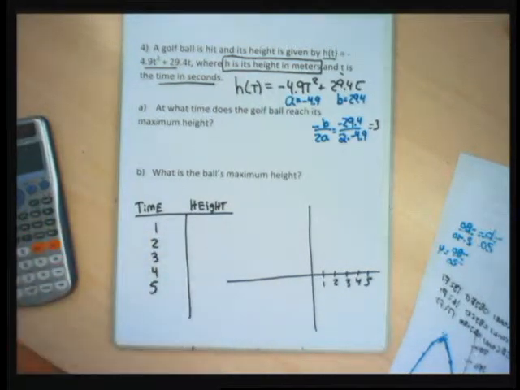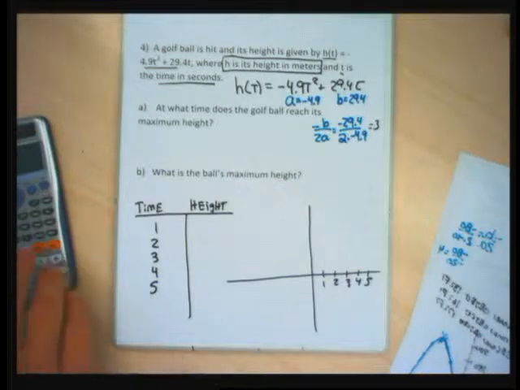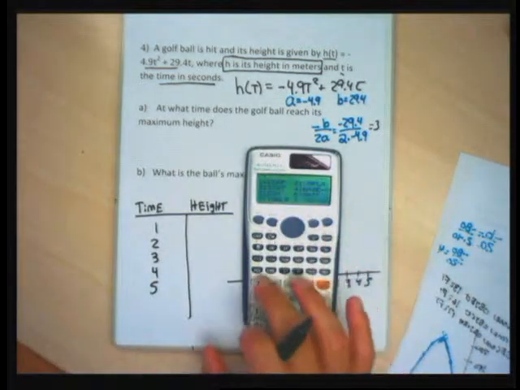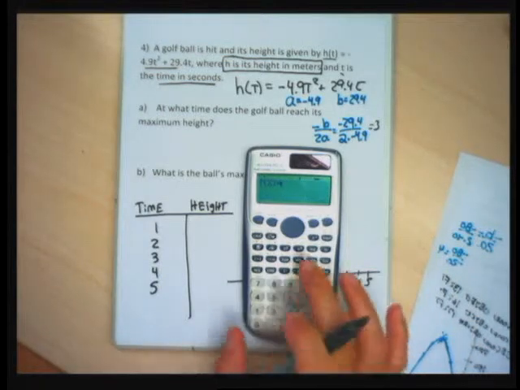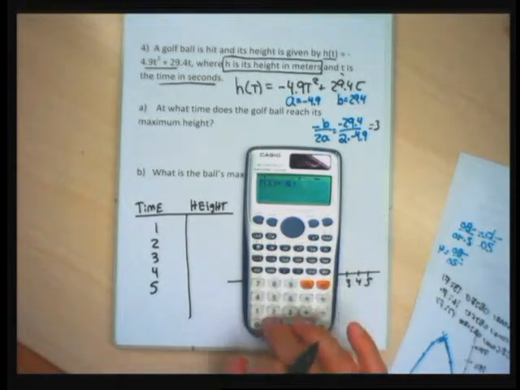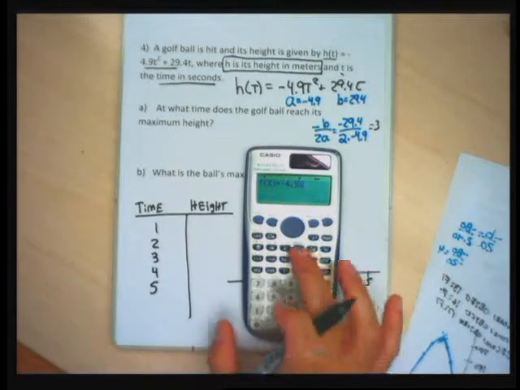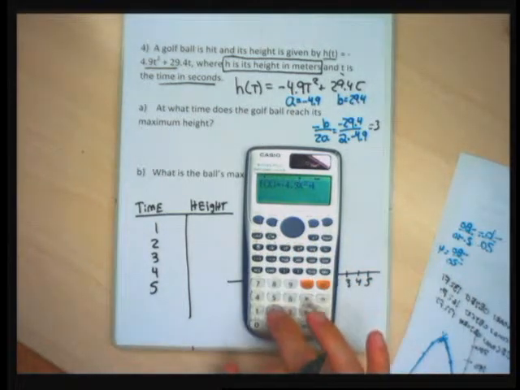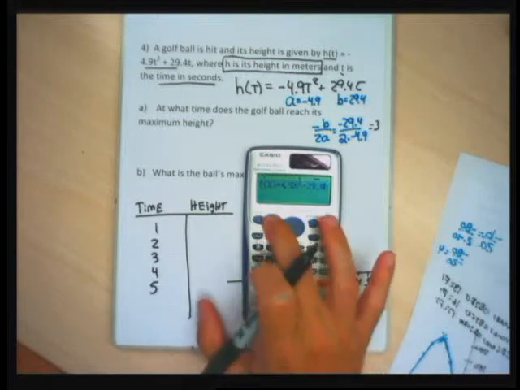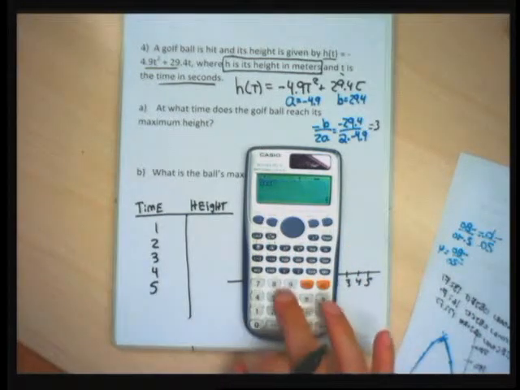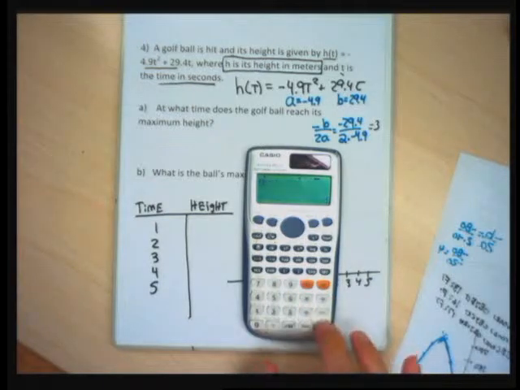I'll be able to tell you the height of this golf ball at every second for the first 5 seconds that it's flying if I finish up my y's. So I'm going to finish up my y's by going mode, table, and then negative 4.9. I can't use a t on this calculator. I'm stuck using x's. So x squared plus 29.4x, start at 1, end at 5, step 1.